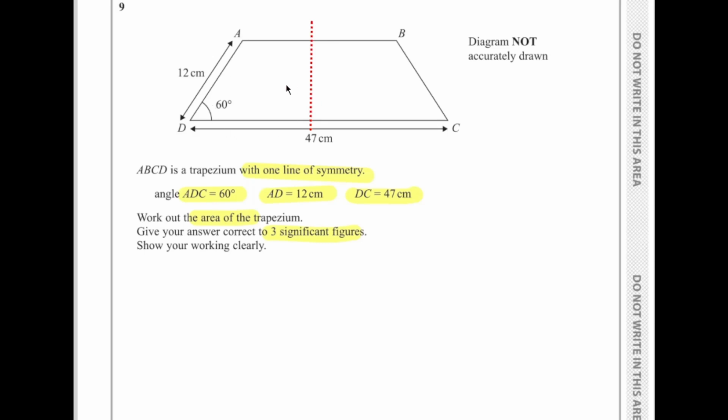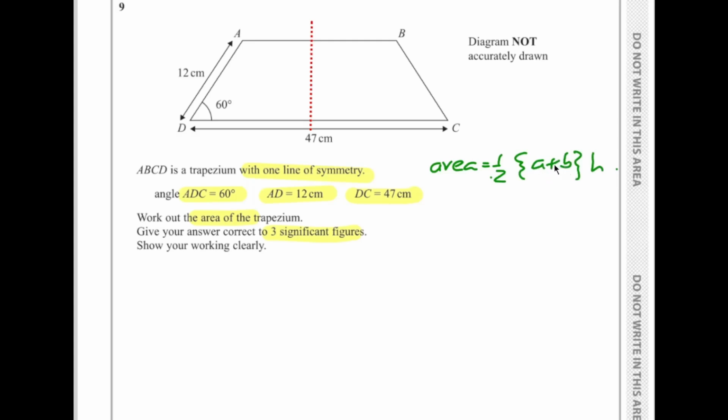Everything in this side, which is corresponding to this side, are equal. So let's see how to get this one. To get the area, I can write area equals half into A plus B times H. You should know what A and B are.